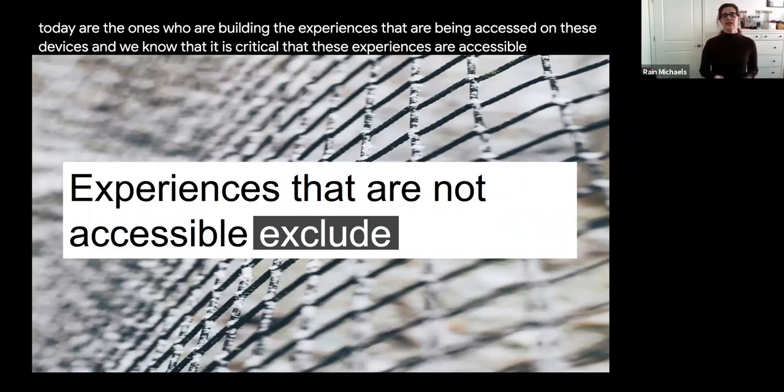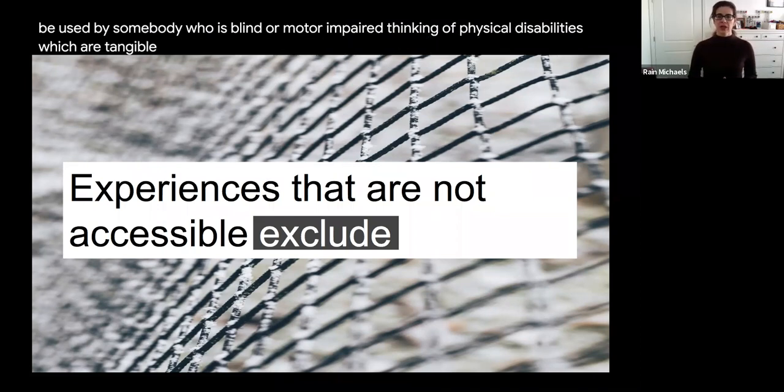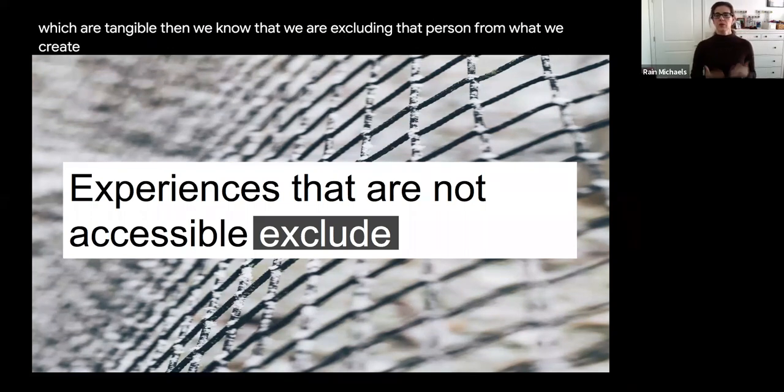If what we create cannot be used by somebody who is blind or motor impaired, thinking of physical disabilities which are tangible, then we know that we are excluding that person from what we create. We're perhaps shutting them out from having their own agency.